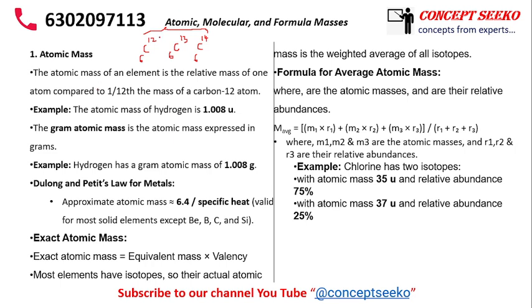For the carbon-12 isotope, the atomic mass is approximately equal to 12. So 1/12 of 12 is approximately equal to 1, which means we are taking 1 as a unit. We are dividing by 12 of the mass of carbon, so we are taking the denominator as 1 only. So the atomic mass of hydrogen with respect to this carbon isotope comes as 1.008.